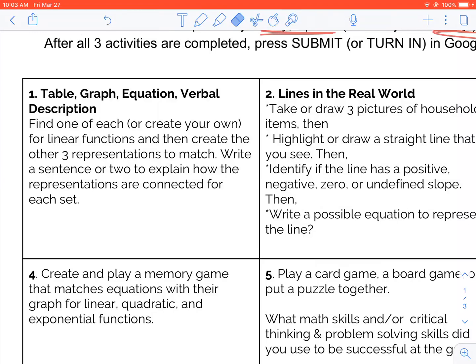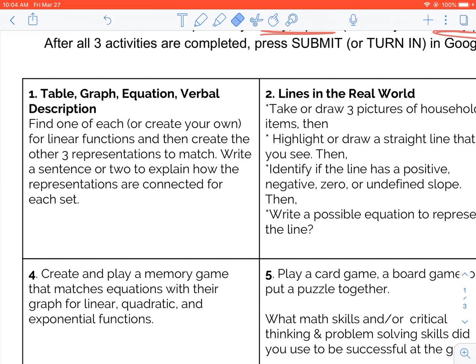Right, number 1: table, graph, equation, verbal description. Find one of each or create your own for linear functions, then create the other 3 representations to match. Write a sentence or two to explain how the representations are connected for each set.